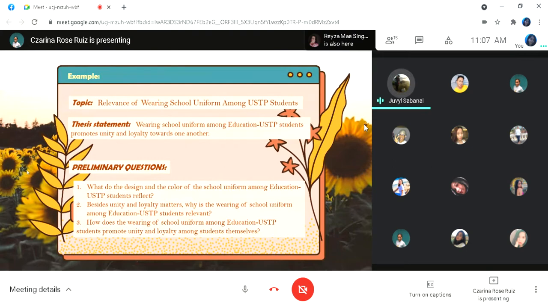How does the wearing of school uniforms among education USTP students promote unity and loyalty among the students themselves? These are the questions you need to answer in your academic writing. Next slide, please.